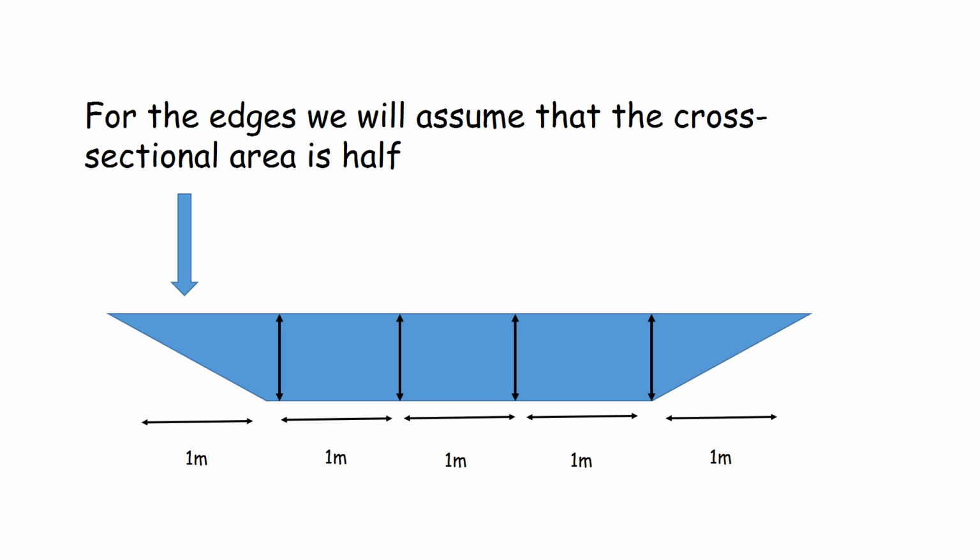We will assume that the wadi moves out at an angle and that the edges are a shallower area. So assuming it's roughly a triangle, we will assume that each of the edges is about half the cross-sectional area of the main channel.